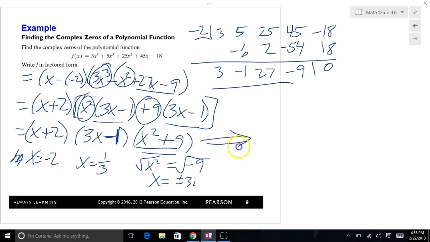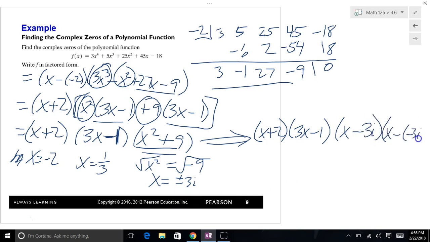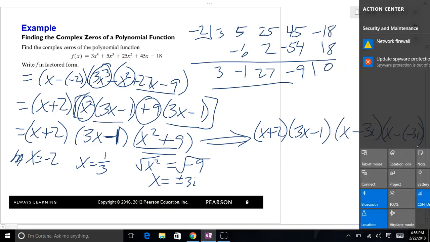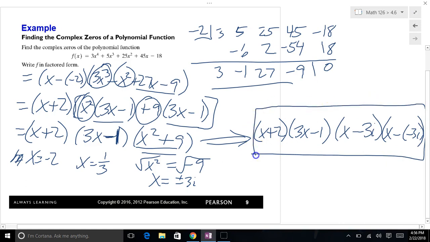So that means my factors would be x plus 2, 3x minus 1, and I have 3i, so x minus 3i is a factor, and -3i, x minus the -3i is also a factor. In other words, x plus 3i. Here we are in completely factored form. I should write this f of x equals. All right, there's our f in factored form, and of course all your zeros there are also listed.